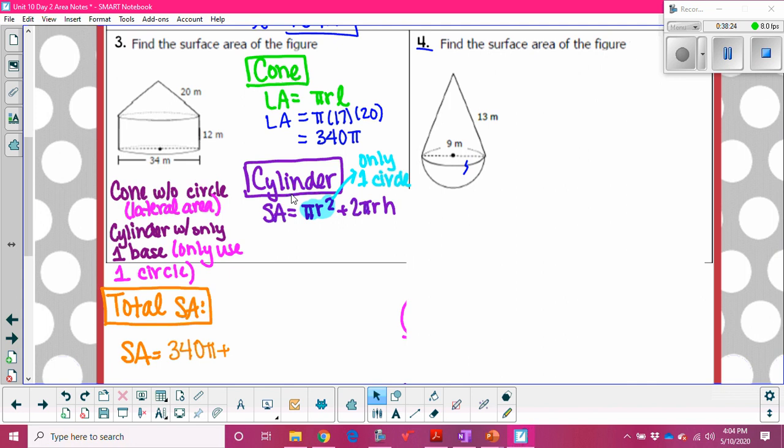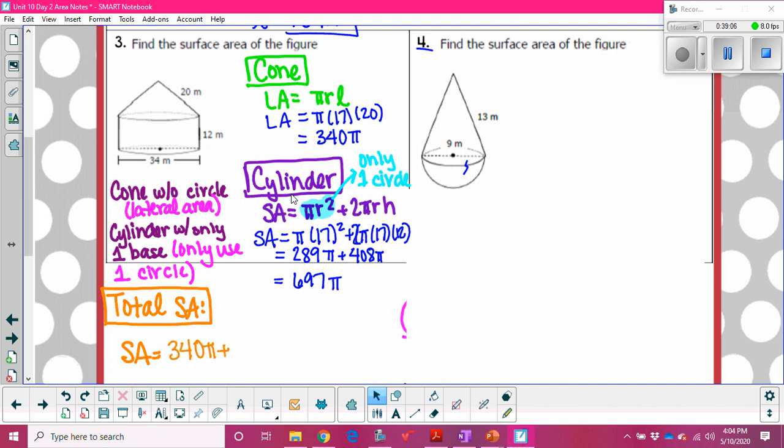So looking at this, we have the surface area is equal to pi times your radius, which is 17, squared plus 2 times pi times 17 times 12. Okay, so I'm going to leave this in terms of pi as well. So when I put that in my calculator, 17 squared, I get 289 pi plus 2 times 17 times 12 is 408 pi. I'm going to add those 2 together, and you get 697 pi. So that is my surface area for the cylinder.